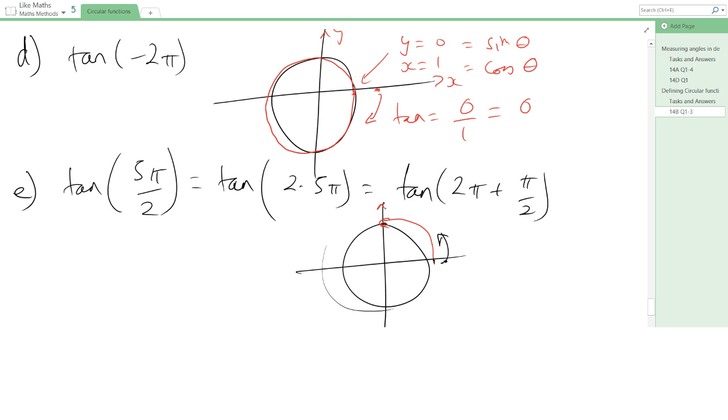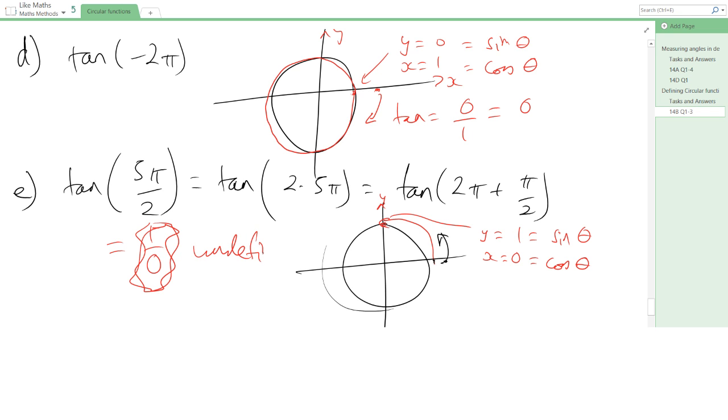to here, y and x. So here y is 1, x is 0, y given by sine of the angle, x by cos of the angle. So tan, sine over cos, so that's 1 over 0. So again, error. You can't have divide by 0. It's undefined.